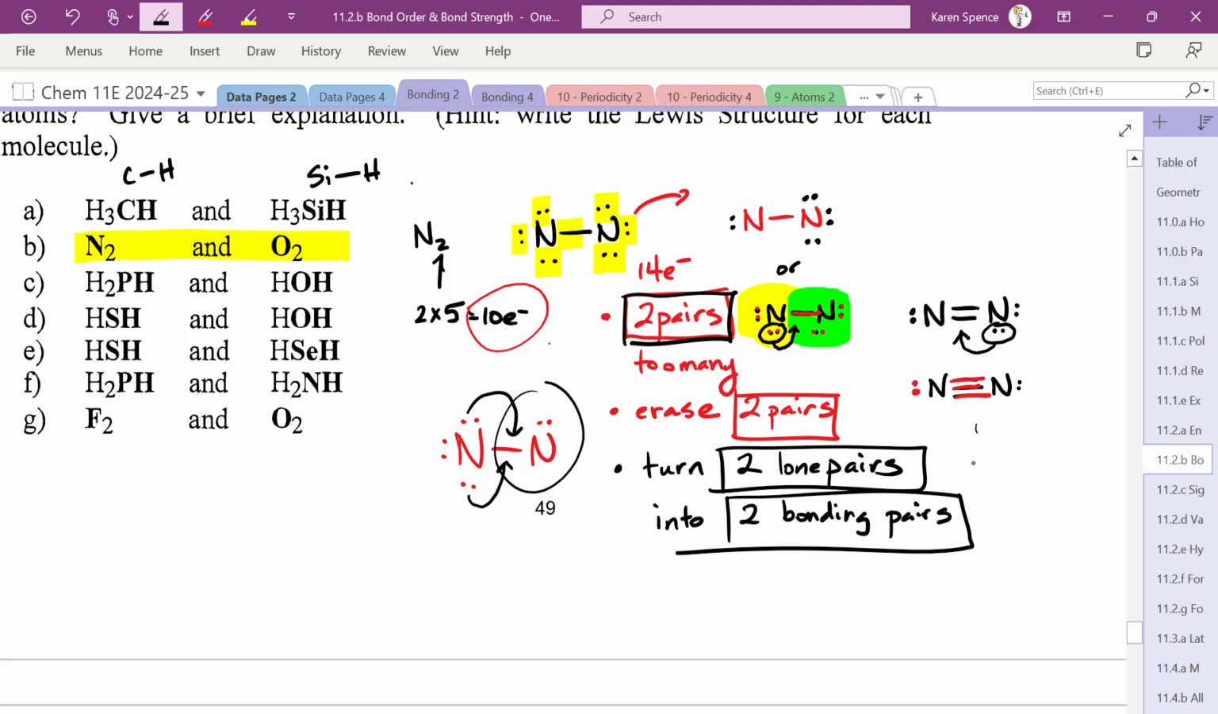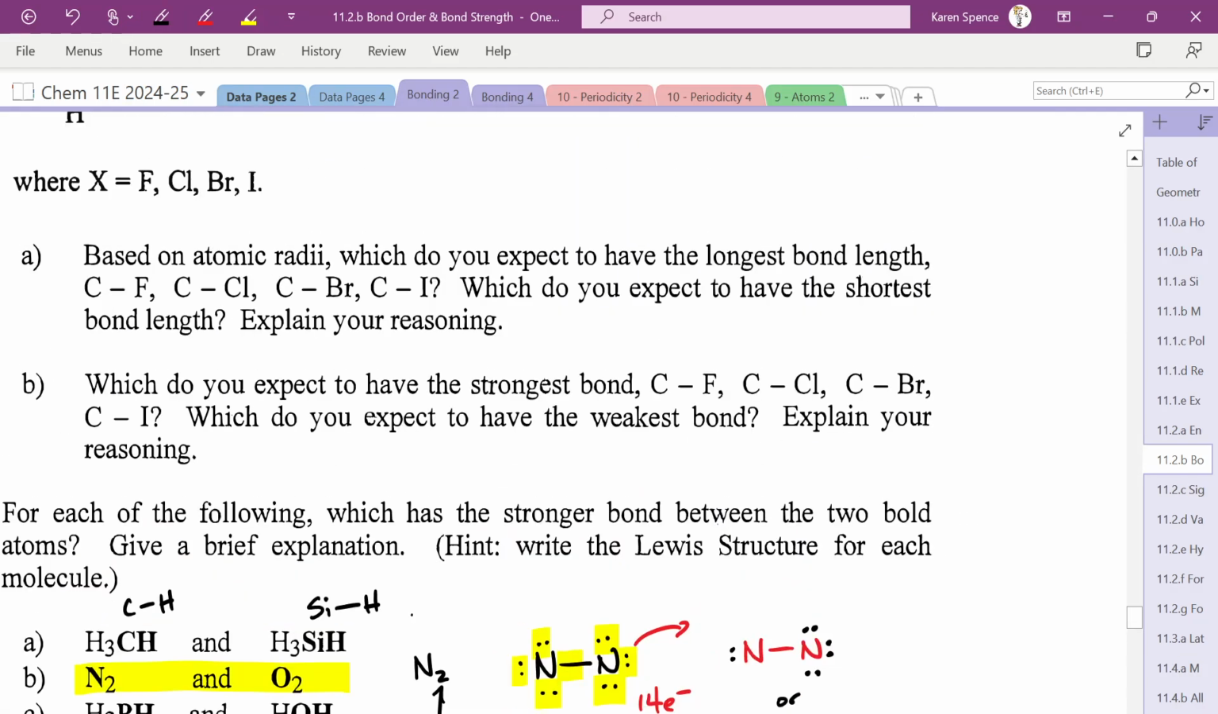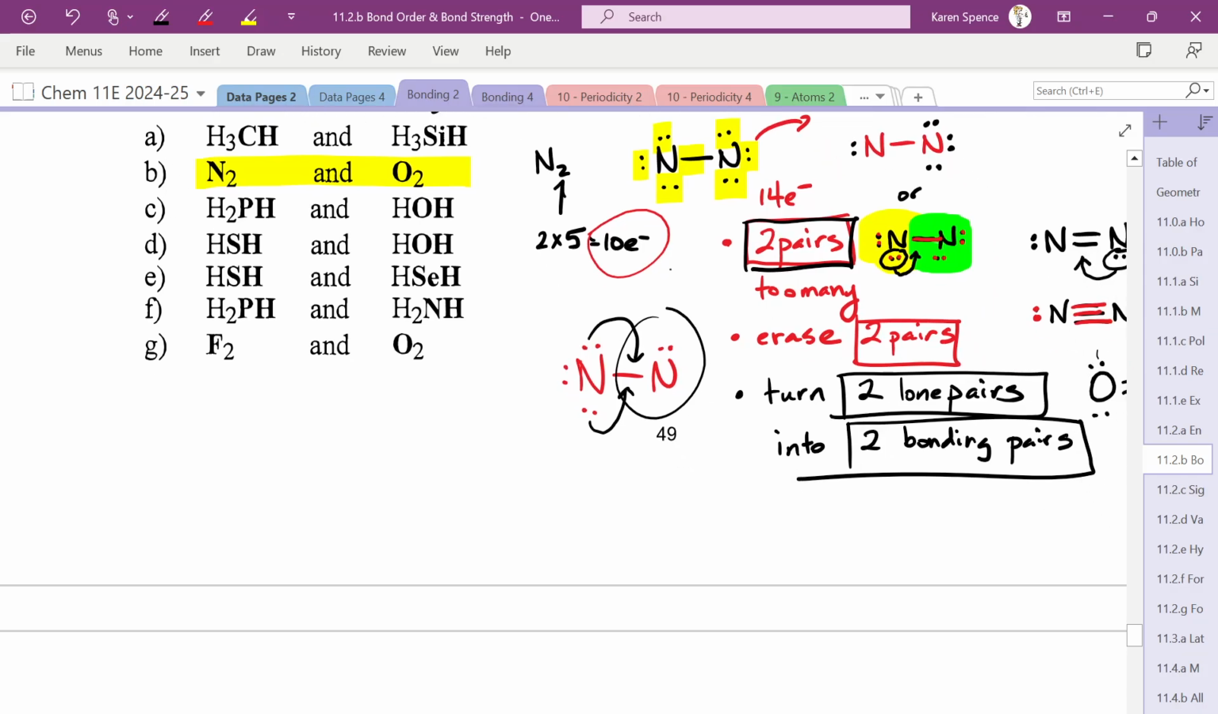So N2 anyway would have a triple bond. O2, if we did the same process, would have a double bond because it's got 2 extra electrons each. Anything else? Yes? How do you do problem 1? Problem 1 on page 50.